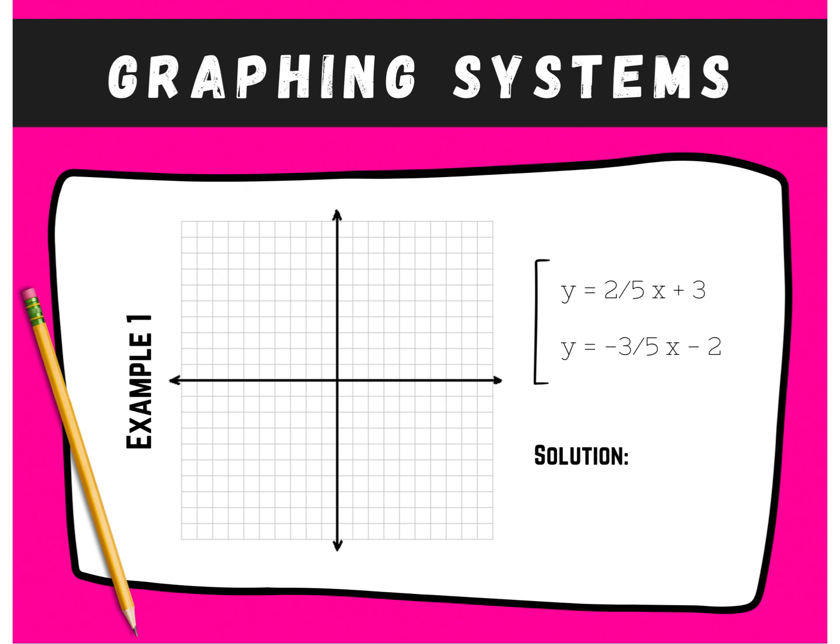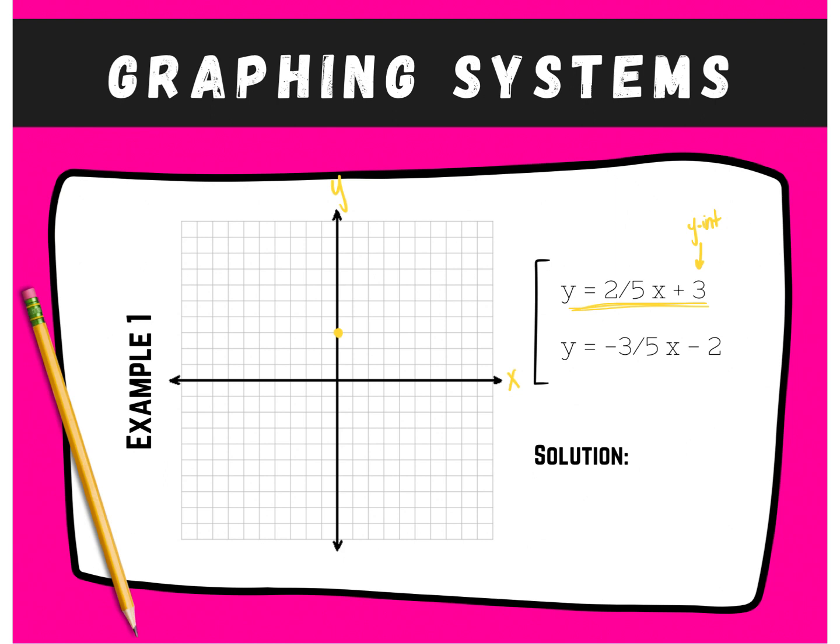I'm going to start with this first line. It is y equals 2/5 x plus 3. So you might remember that the first point is your y-intercept. You always start there when you're graphing a line. So I need to go on my y-axis, which is the vertical axis, and I need to go up to 3 and put a point.